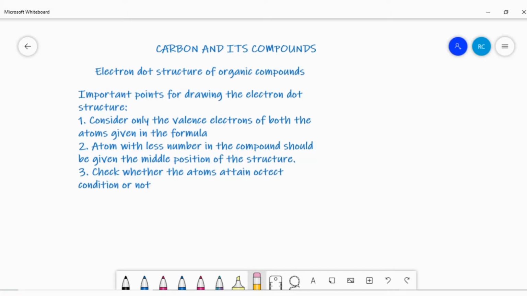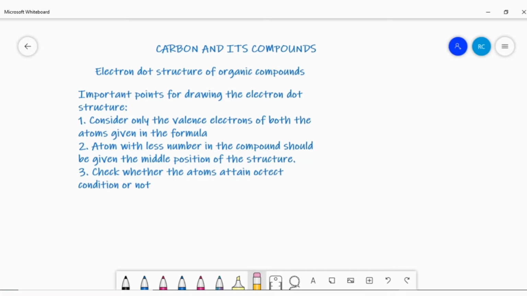Today we are going to discuss the topic electron dot structure of organic compounds. For drawing the electron dot structure of organic compounds, we need to understand some important points. So let's see one by one.